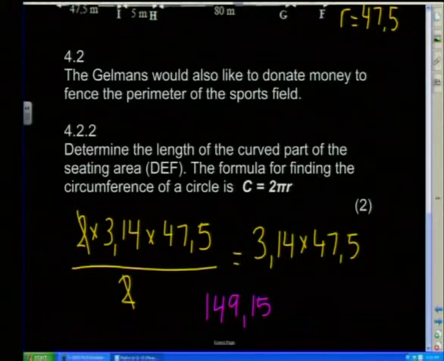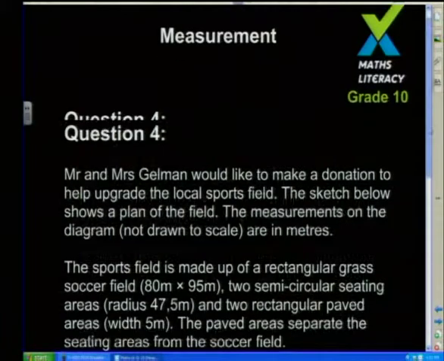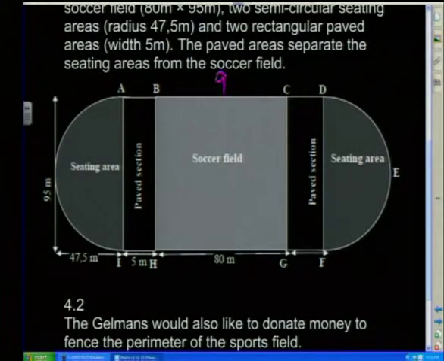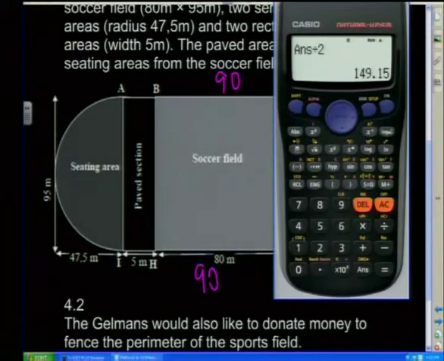Right, that's that part. Now we want to determine the total perimeter. So my total perimeter is those 2 measurements that we've calculated. That was 90, plus my 2 semicircles, which was 149.15. I had it on this calculator.